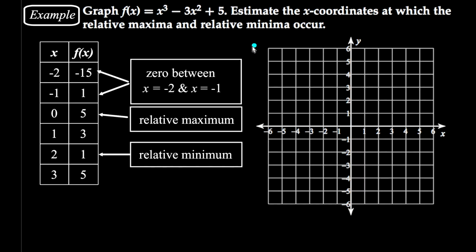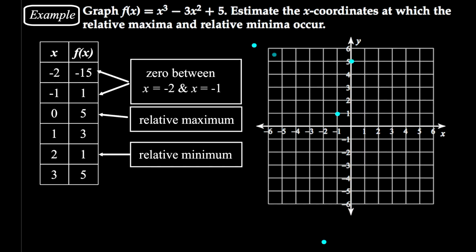Let's take a look at the graph. So -2, -15 is way down here somewhere. So I'm just going to put this somewhere on our graph so that you know it's there. -1, 1. So the point -1, 1. It's right about there. And then we have 0, 5. I'll move this one. It's not where it should have been. 0, 5 is about there.